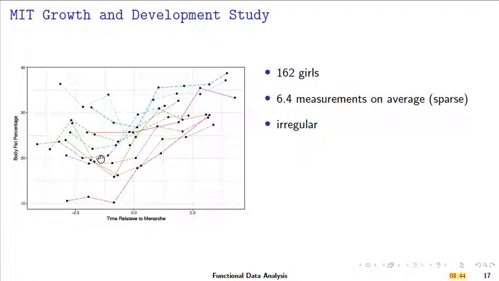Are there 152 curves in there, or did you just select some? Yeah, I just selected maybe 10 girls here. I didn't plot all because it's hard to see everybody in one picture.